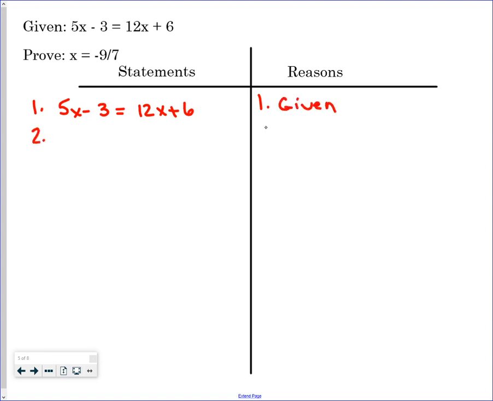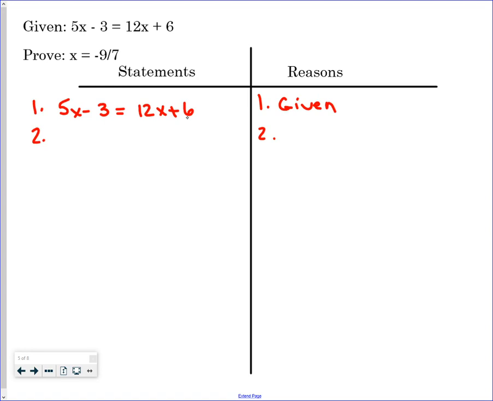Step 2. On this question, we have 4 options to start this problem, right? I could subtract 5x from both sides. I could add 3 to both sides. I could subtract 12x from both sides. I could subtract 6 from both sides. You have 4 choices. You could do whatever you want. You may not do what your friend does, and that's fine. But since we're doing it together in the notes, let's all do it the same, okay?